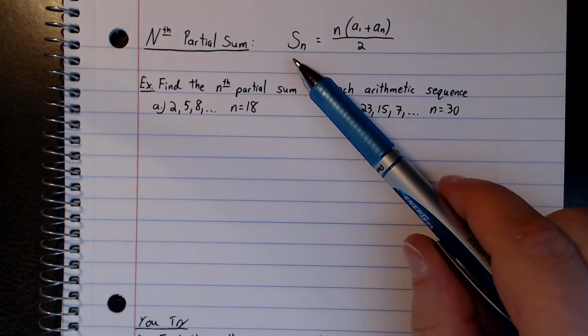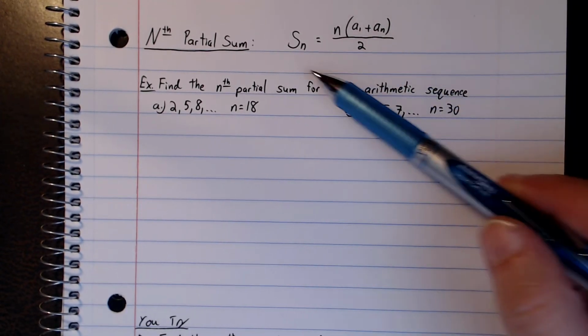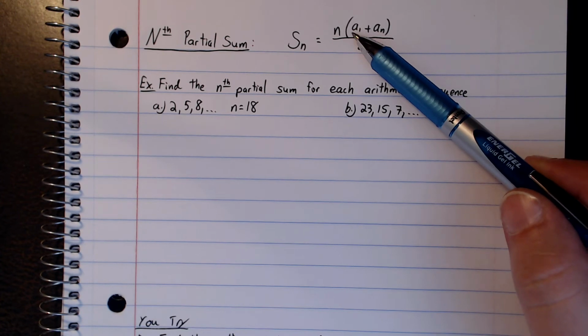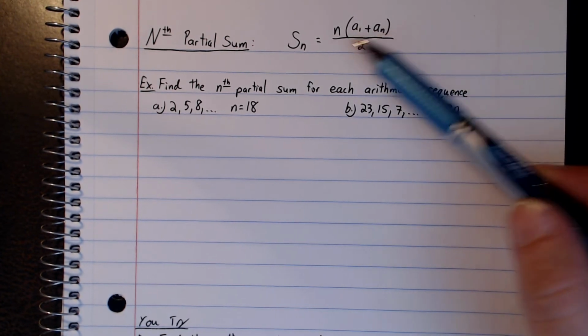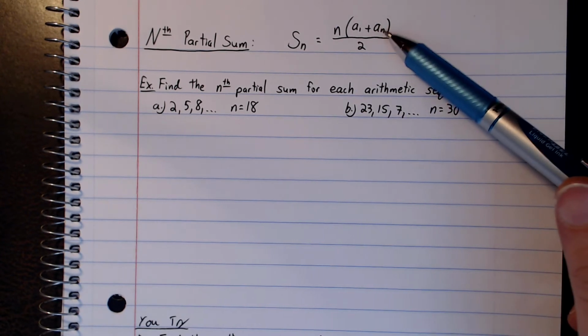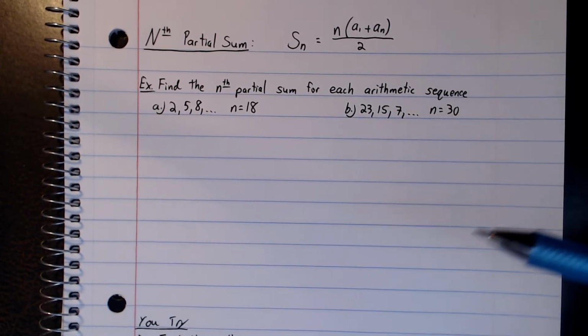Anyways, so here's what's going on. For the nth partial sum, right? Remember, we're adding everything in an arithmetic sequence. So we need to know however many we're adding together. We need to know the first number and the last number, and we're going to divide by 2. So we need to figure out the nth value in order to do any of this.